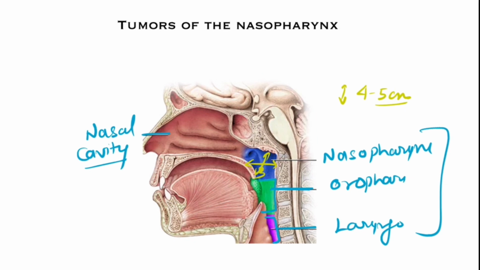The epithelium of the nasopharynx varies from stratified squamous to ciliated columnar, and in between there are transition zones. That's why there are many histological types of malignancy that can arise here. There are also countless microscopic minor salivary glands, as well as follicles of lymphoid tissue.